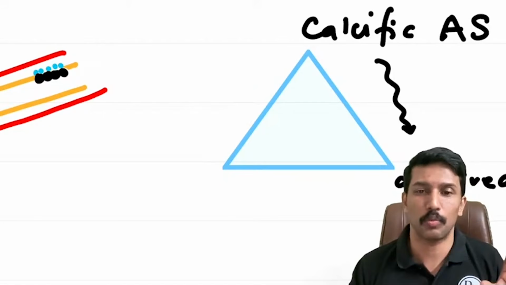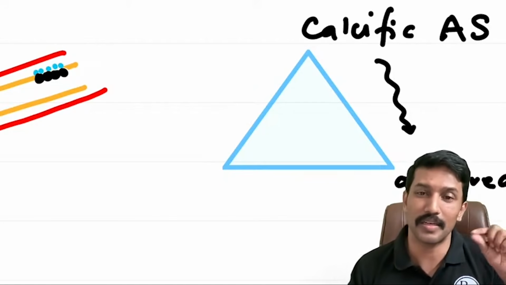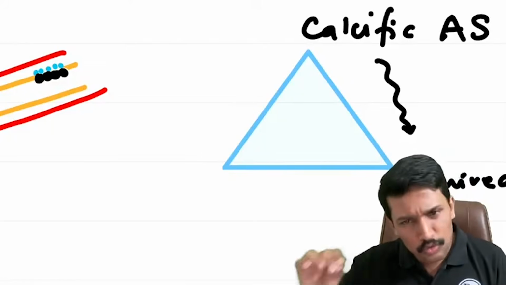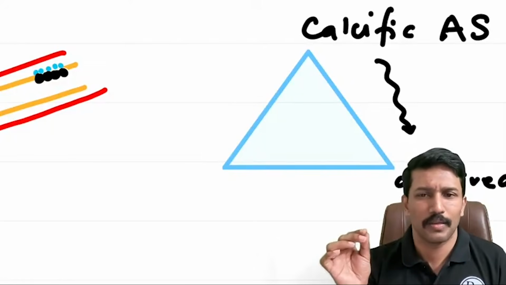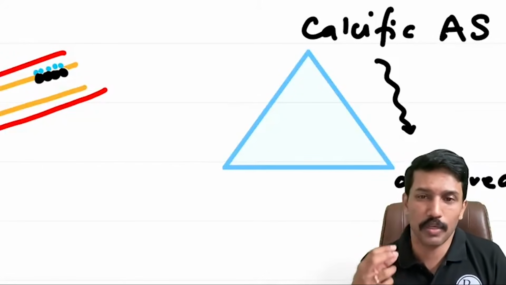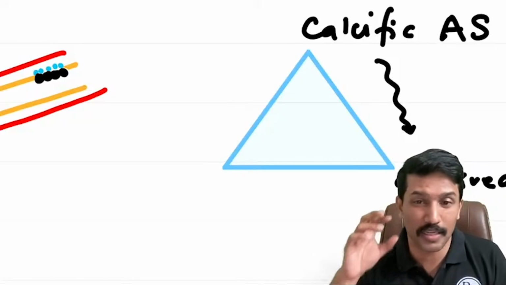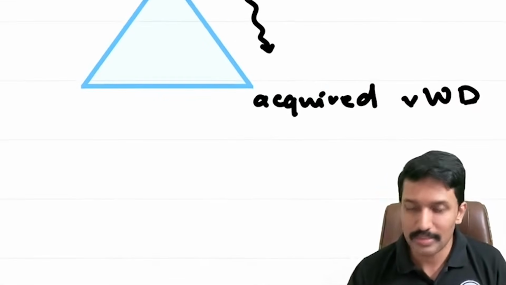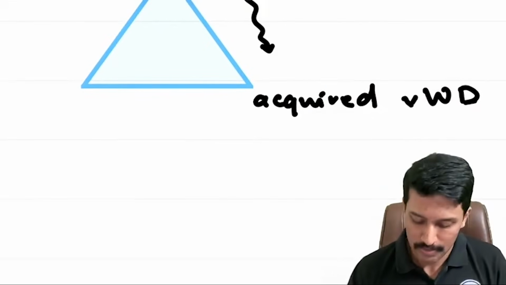So you're producing the von Willebrand factor. You don't have any genetic problem, but that von Willebrand factor is getting destroyed by the calcified aortic valve, and every ml of blood has to pass through the left ventricle. So most of the synthesized von Willebrand factor is getting exposed to the aortic valve, and it is getting broken down. So it is getting inactivated. So this condition we will call acquired von Willebrand disease.